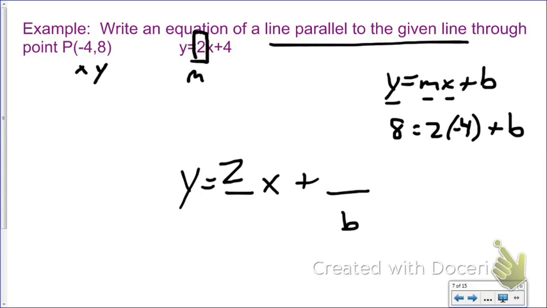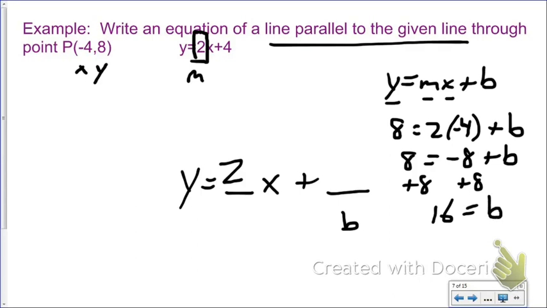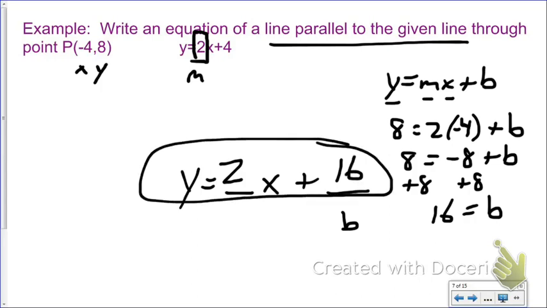Okay, so now I'm going to multiply the 2 times the -4, so I have 8 equals -8 plus b. And now to get the b by itself, I would add 8 to each side, and I would end up with 16 equals b. Now that I know my b, I'm going to plug the 16 into the equation, and here's my answer, y equals 2x plus 16.